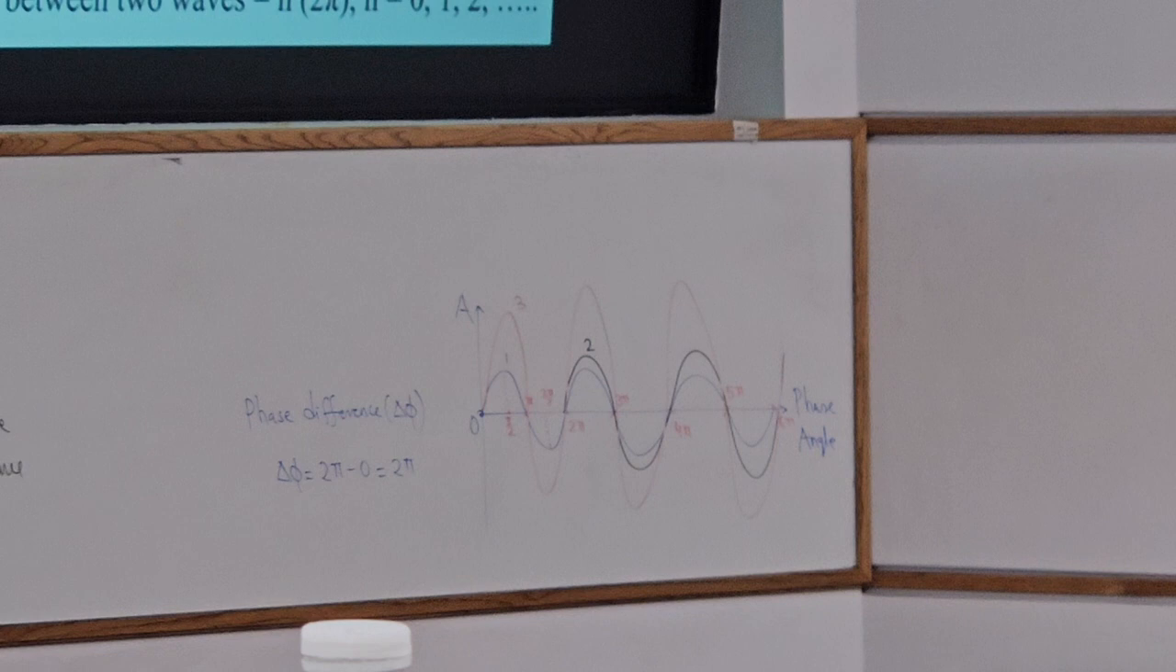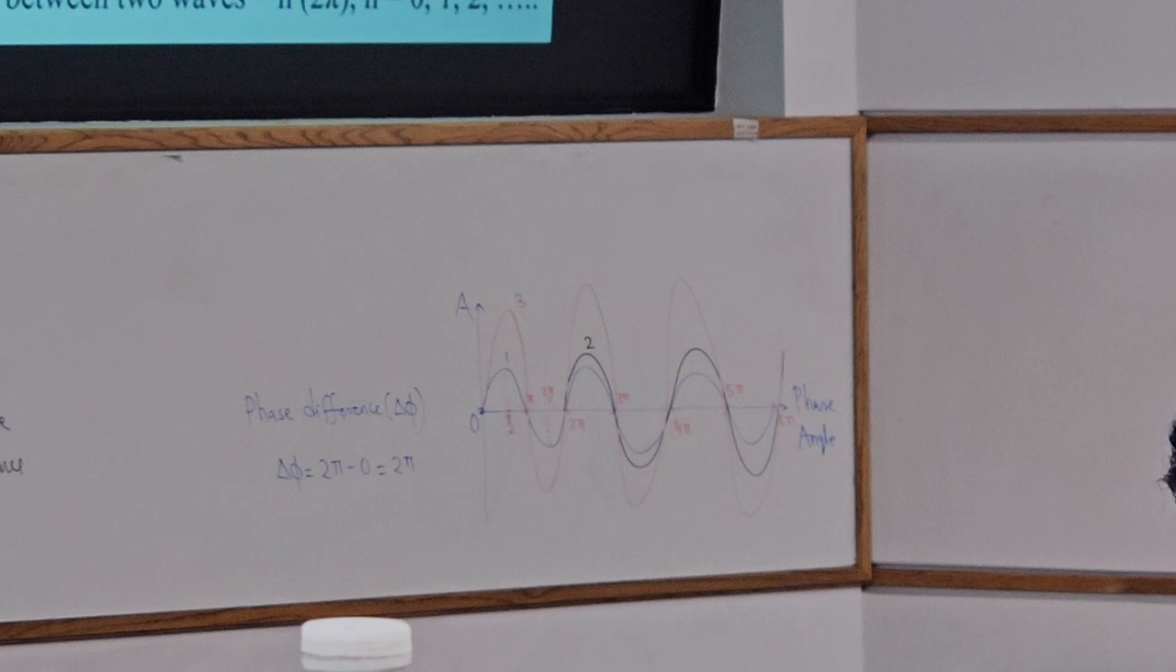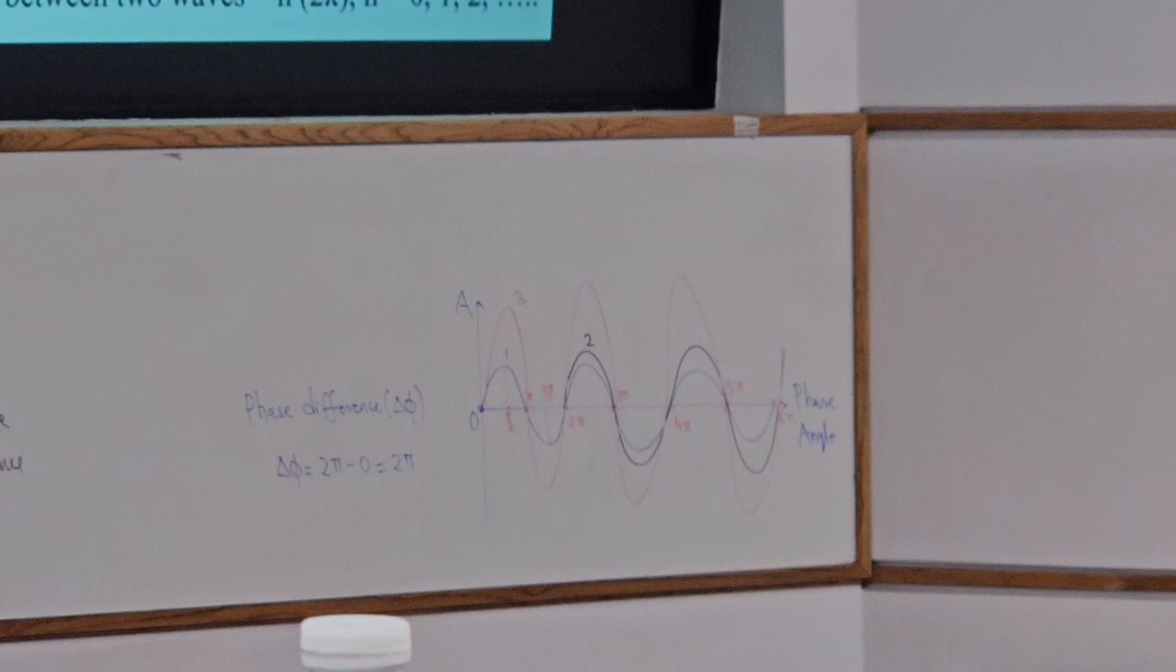The criterion for constructive interference is that the waves have to be in phase. The meaning of in phase is that you have a phase difference of 0, 2 pi, 4 pi, 6 pi. In other words, if it is an integer multiple of 2 pi, given that n equals 0, 1, 2, 3, then we have a constructive interference and we call them in phase signals.